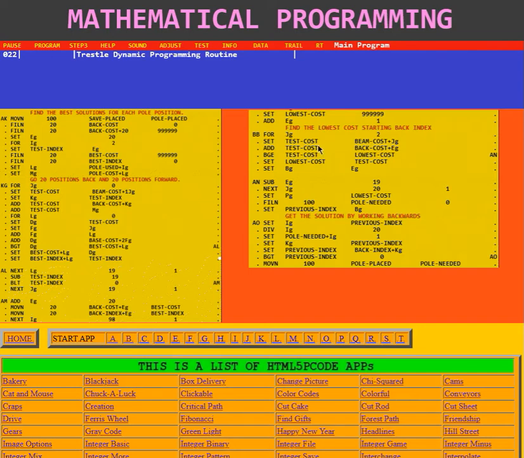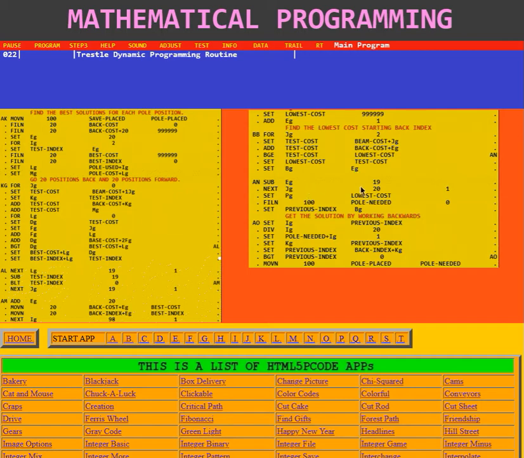Then it adds to the test cost the cost it finds at that position back there, which is the EG position. It adds that to it. Then it says, is that greater than or equal to the lowest cost I have? Well, if that's true, it goes to AN and says, I'm not going to do anything. But if it finds that that is a lower cost, then it says our lowest cost is that test cost, and I must remember the value of EG. Remember, that's our index of going back through the poles. It just found out that EG was the lowest previous one.